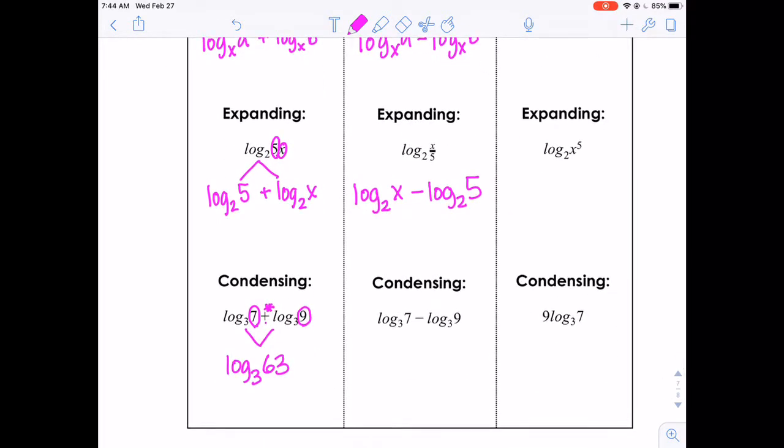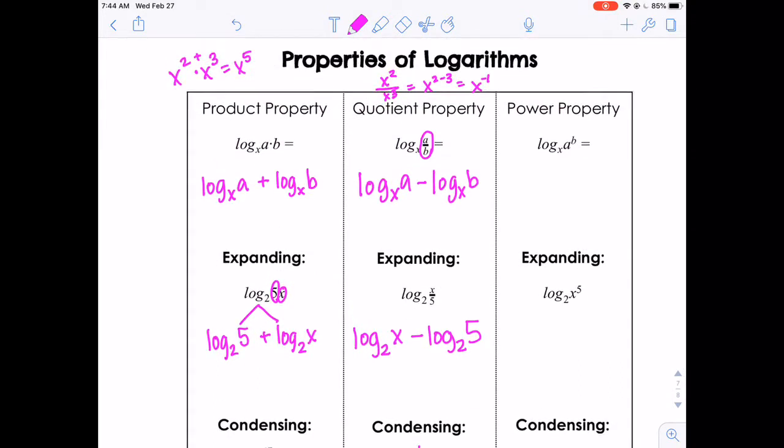So that's expanding, splitting it into its pieces. And then condensing would be bringing them together. So in this case, I would have log base 3, and this would be 7 divided by 9. So I'd write 7 over 9, like that. So condensing, getting smaller; expanding, breaking into pieces. And then finally, we have the power property.